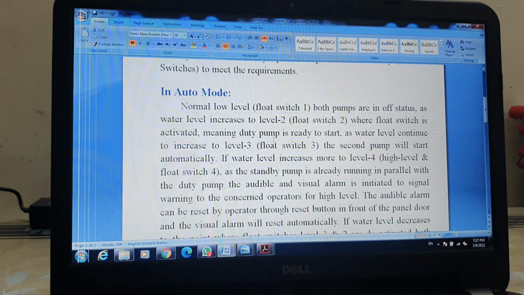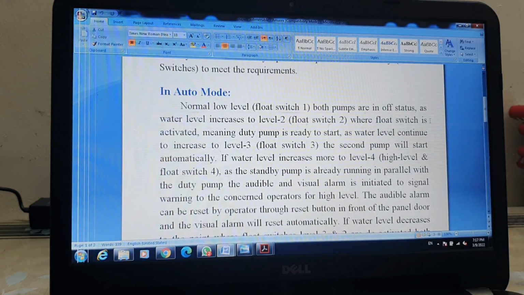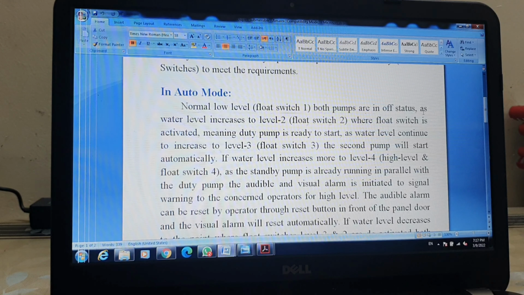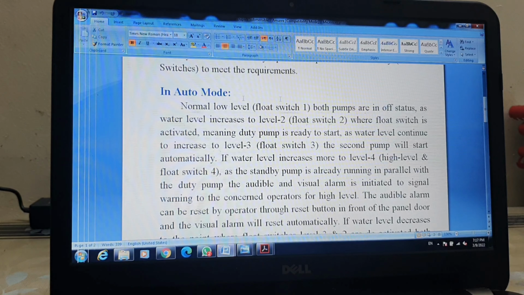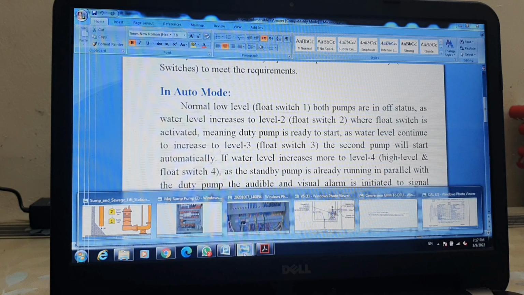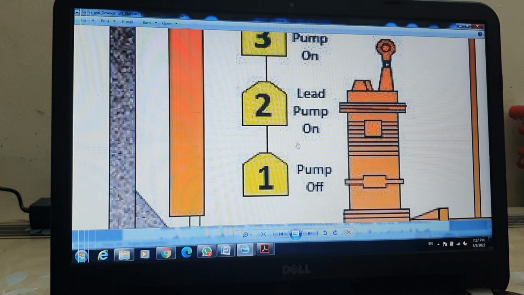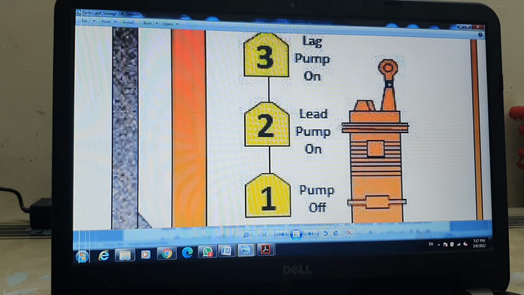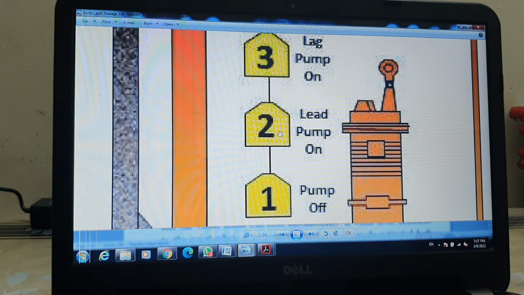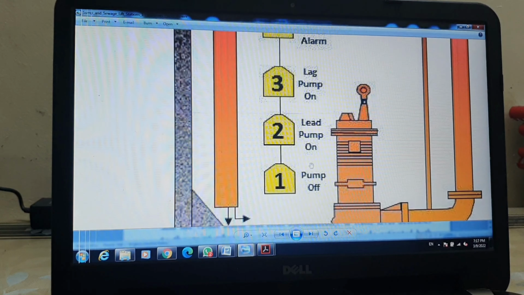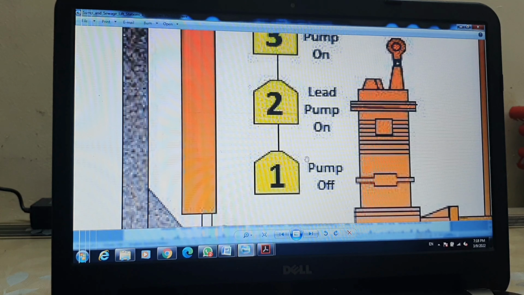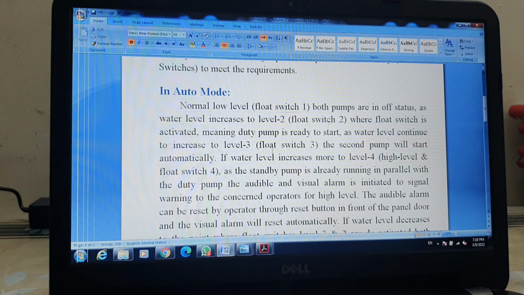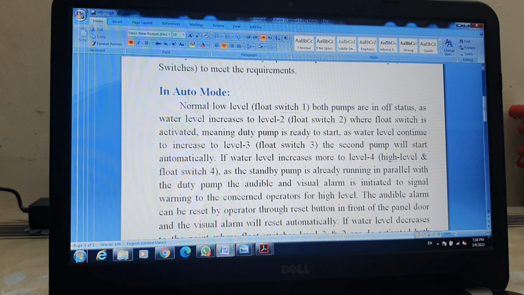And second, what it is describing: as water level increases to level 2, float switch number 2 is activated. So what will happen when the water level reaches point 2, float switch number 2? The first pump will start. And when the water level reaches up to this level, the pump will stop. Okay, friends. Now, meaning the duty pump is ready to start.